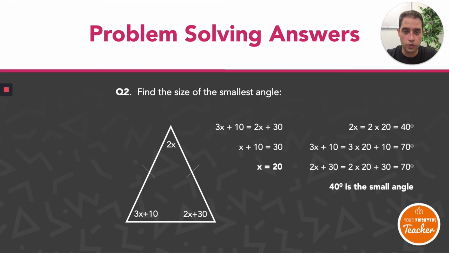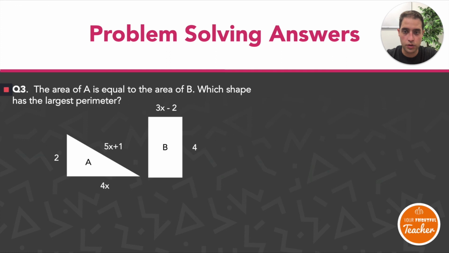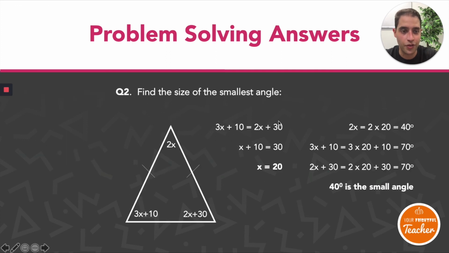Part 2 has got the answers here. So find the size of the smallest angle. So what do we do? Well, we know that these two here are exactly the same. So if I want to figure out x, I've got something really great here. Because it's an isosceles, I know that these two are exactly the same, so I can work out x really quickly. So 3x plus 10 is equal to 2x plus 30.